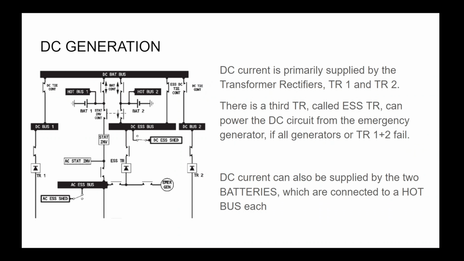DC current is primarily supplied by the transformer rectifiers, transformer rectifier 1 and transformer rectifier 2. There is a third transformer rectifier, called the essential transformer rectifier, which can power the DC circuit from the emergency generator, if all generators or transformer rectifier 1 and 2 fail. DC current can also be supplied by the 2 batteries, which are connected to a hot bus each.